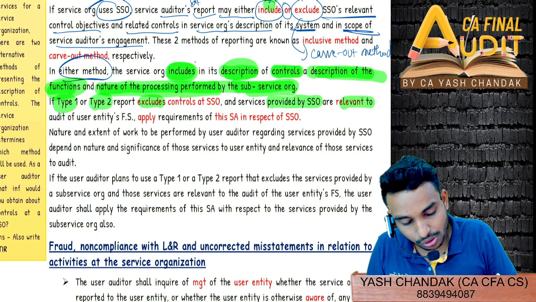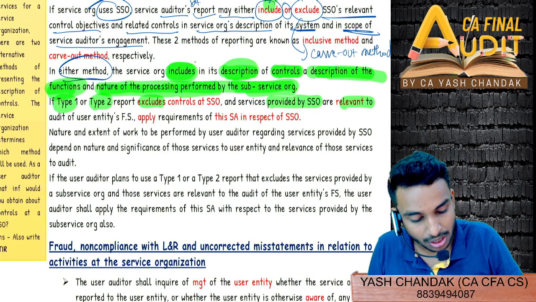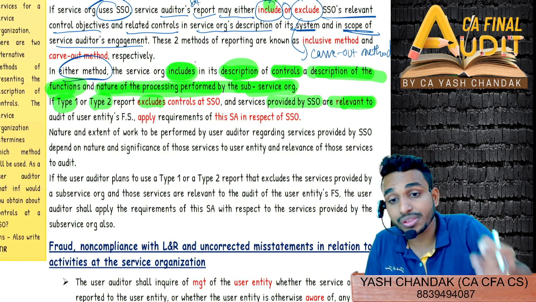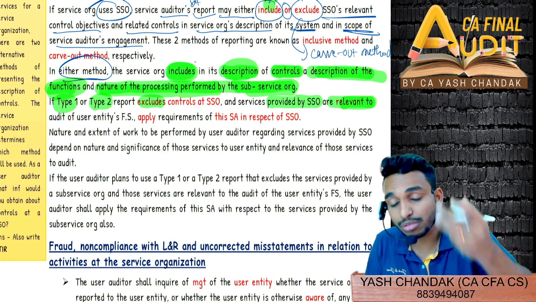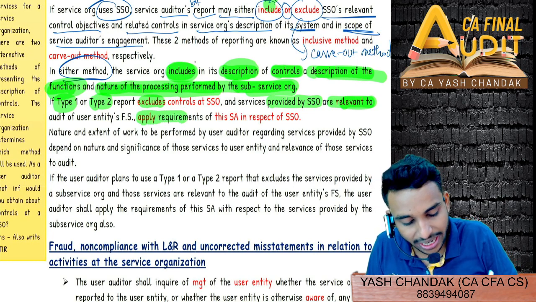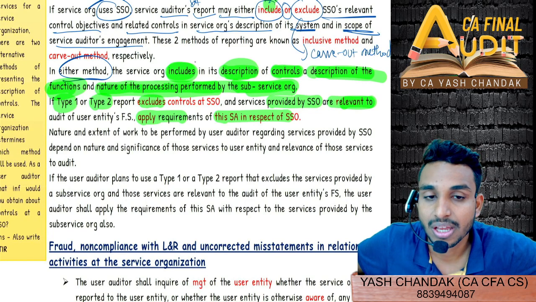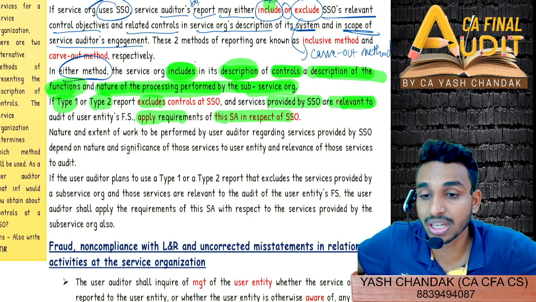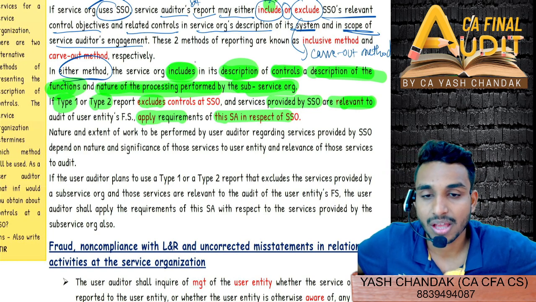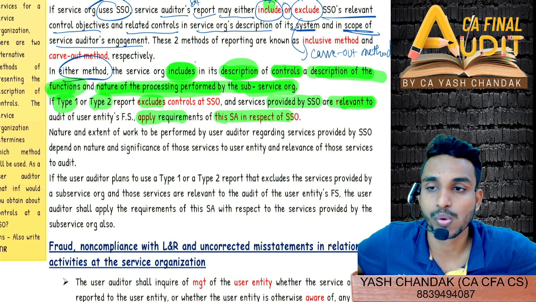So that is what they are also saying: if they exclude the controls at the SSO, and you find that those controls are relevant to the audit, those expenditure or transactions at the SSO are relevant to the audit, then you can apply this SA in respect of the SSO. That means you can directly apply SA 402 in the case of the SSO, even if you have not outsourced. The other entity has outsourced, but still you can go and apply SA 402. Clear?